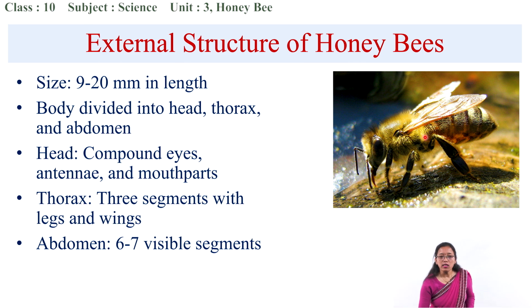If we see the abdomen, there are 6 to 7 visible segments. This last part of the honeybee is the abdomen, where we can see 6 to 7 visible segments. That means the alimentary canal and genital organs are also present inside this abdomen.